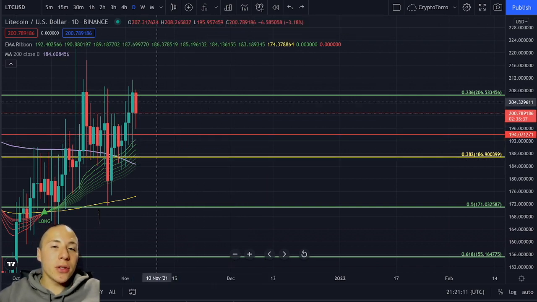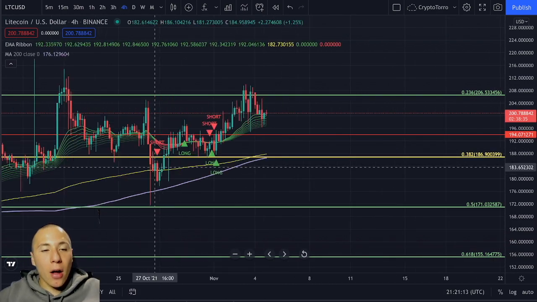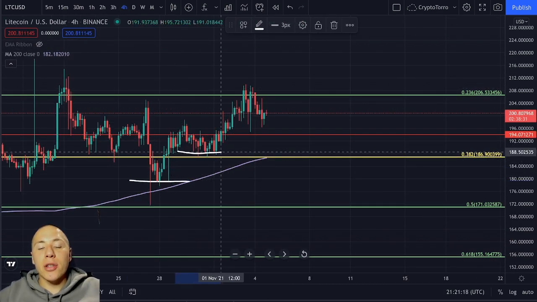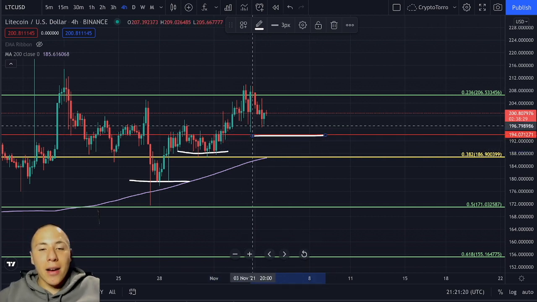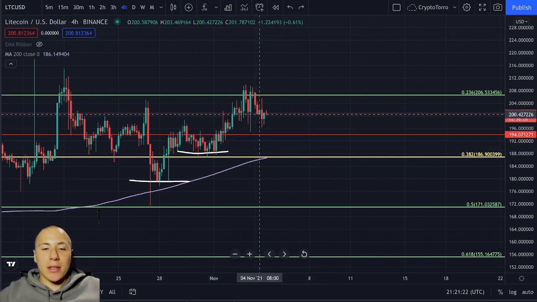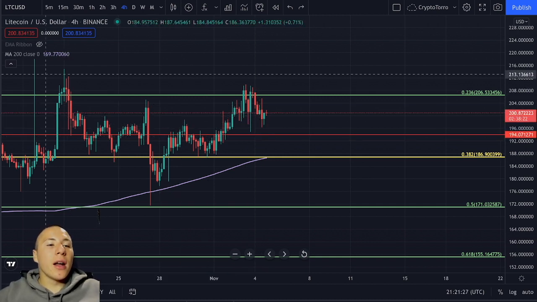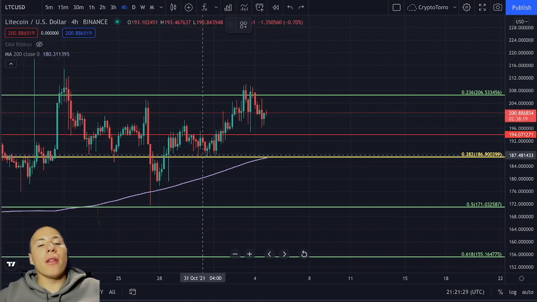And if we do so, we will also be creating on the 4-hourly time frame a beautiful higher low structure and as well a clear movement towards the upside. So these are the things you would like to right now for sure monitor very closely on Litecoin.